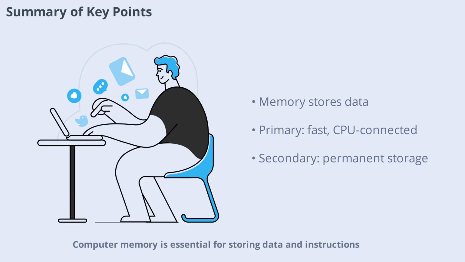Computer memory is essential for storing data and instructions. Primary memory is fast and connected to the CPU, while secondary memory stores data permanently. Both types are necessary for your computer to function efficiently and keep your information safe.